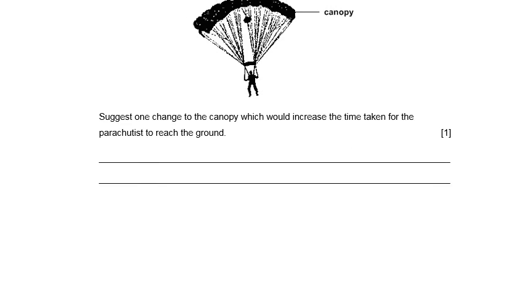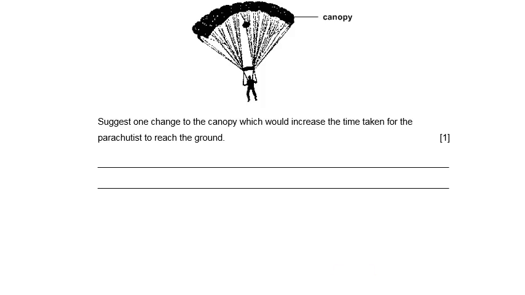Suggest one change to the canopy which would increase the time taken for the parachutist to reach the ground. We know that the parachutist is being pulled down towards the ground by gravity, and the canopy increases the friction, the force that is opposing the downward motion of the parachutist, which is being pulled down by gravity. The friction is actually caused by air being trapped in the canopy as the parachutist falls to the ground. So one change that can be done to the canopy is to trap even more air.